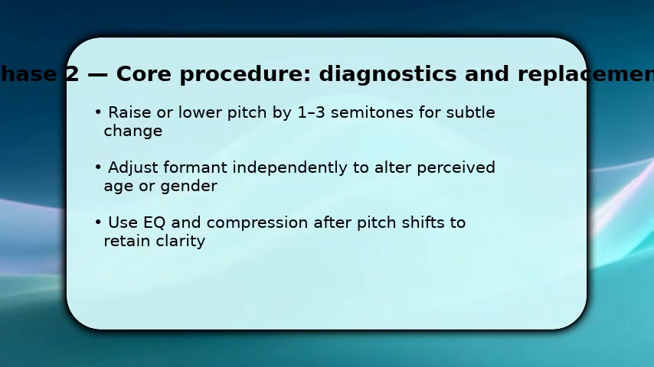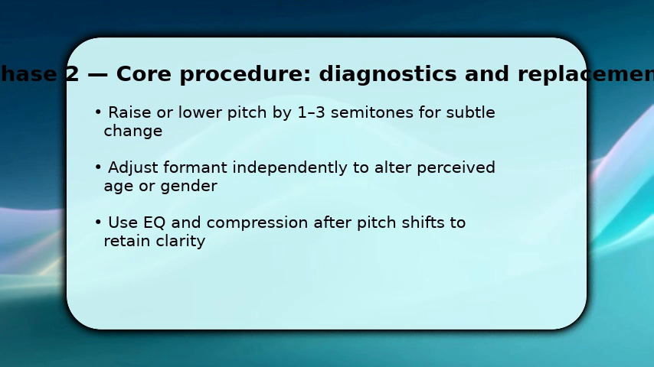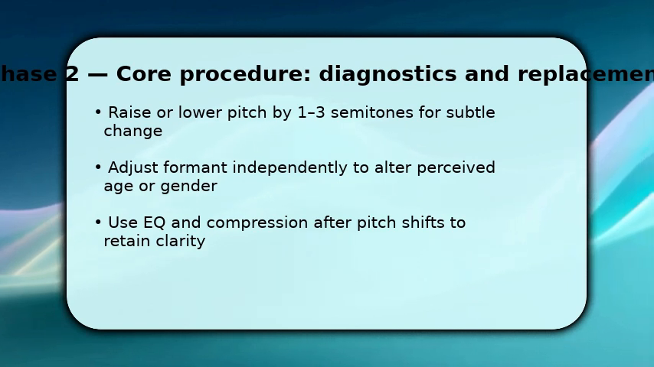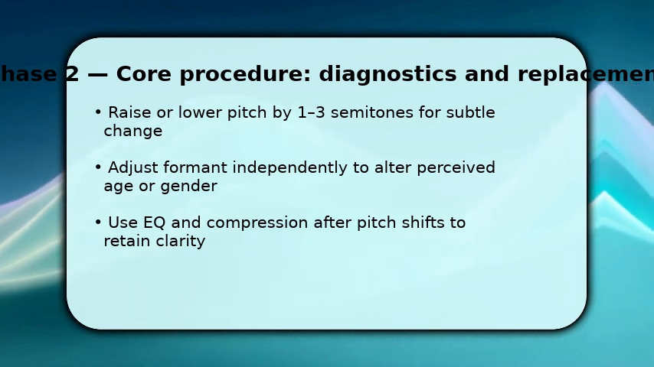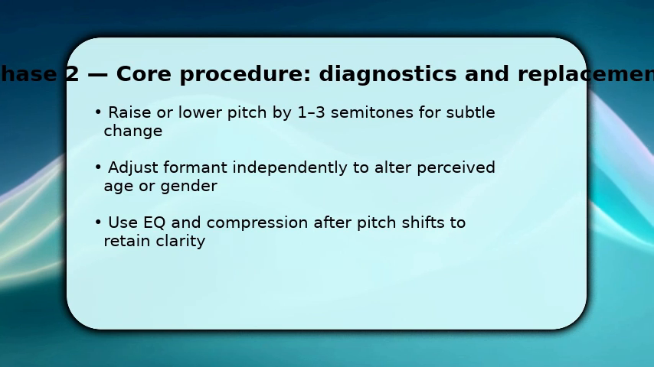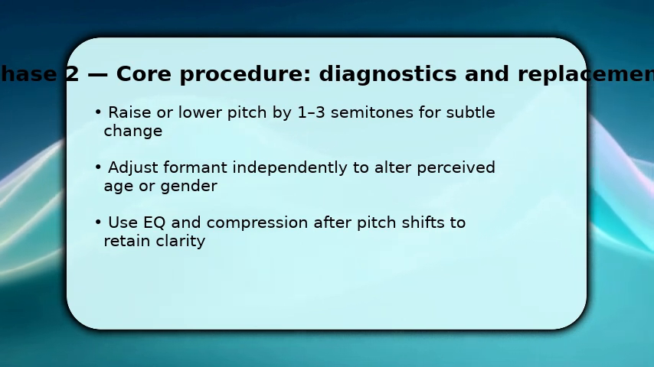You now modify pitch and formant, two separate controls that shape voice identity. Start with a small pitch shift, 1 to 3 semitones, because large jumps sound unnatural. Then tweak formant to move timbre without affecting pitch, and that changes perceived age or gender.